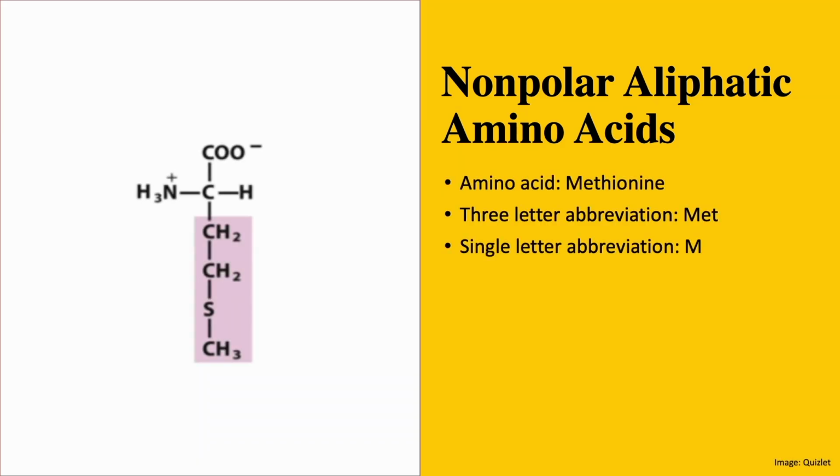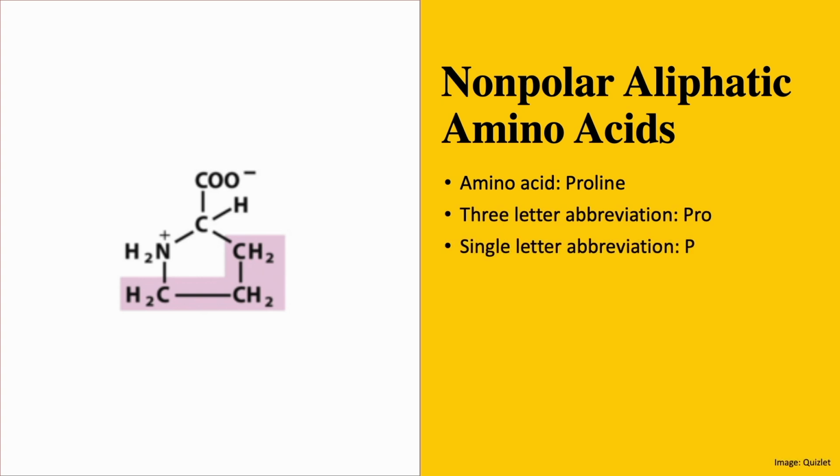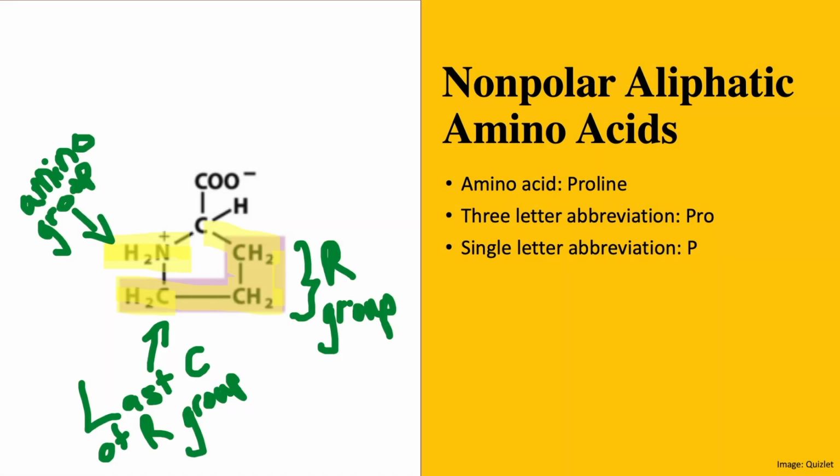Then we have methionine. This is a little different from the previous molecules and is one of the 2 amino acids that has a sulfur atom in the R group. I don't necessarily have an easy way to remember it, but it's quite easy to memorize. And lastly, in this category, we have proline. How I remember this molecule is by noting that this is the only molecule where the last carbon atom of the R group interacts with the amino group of the amino acid, making it cyclic.